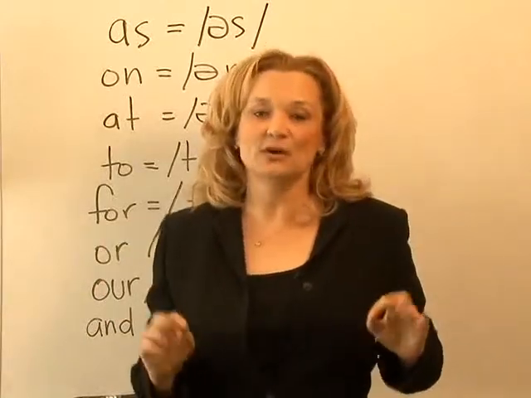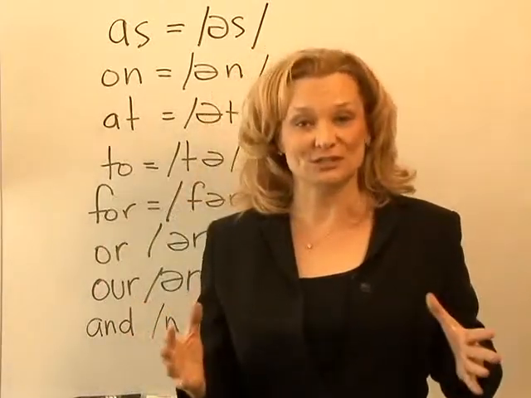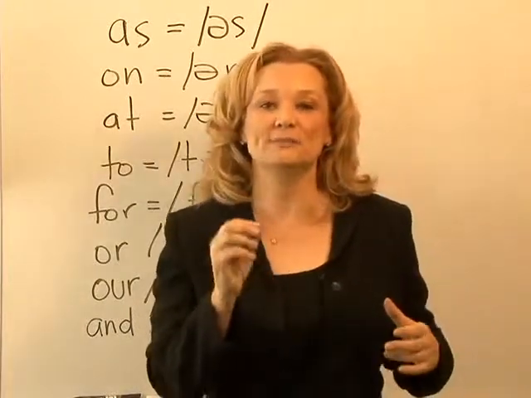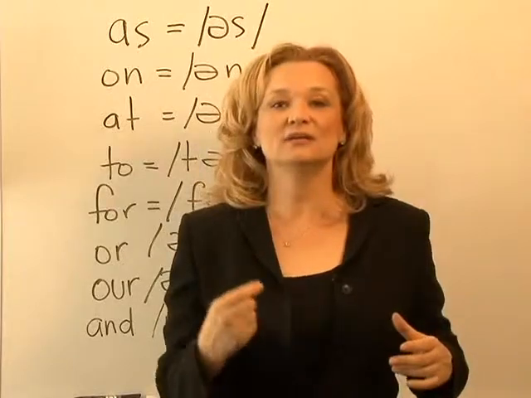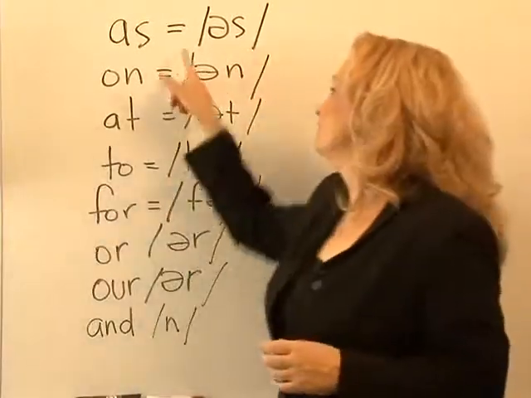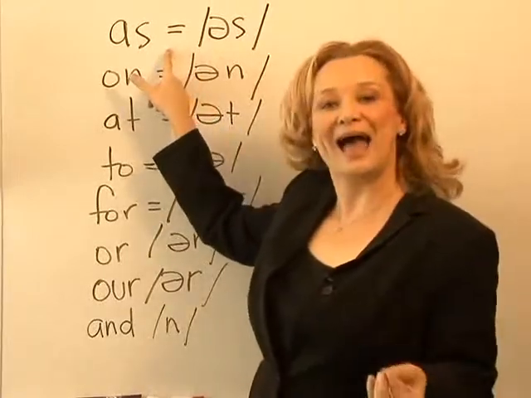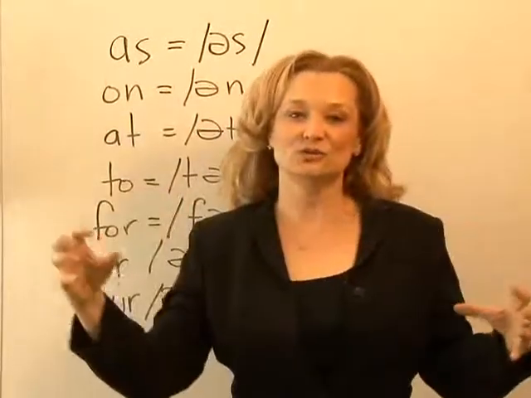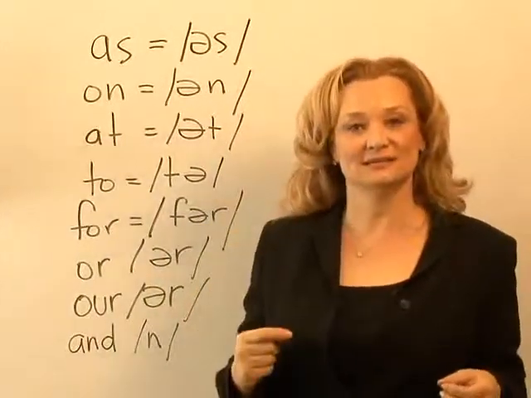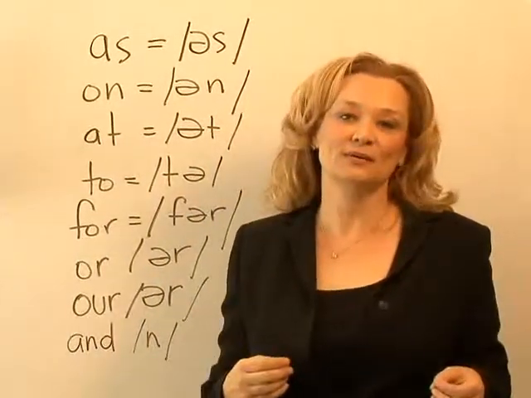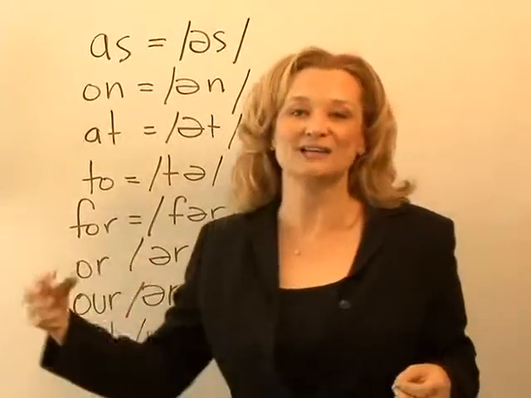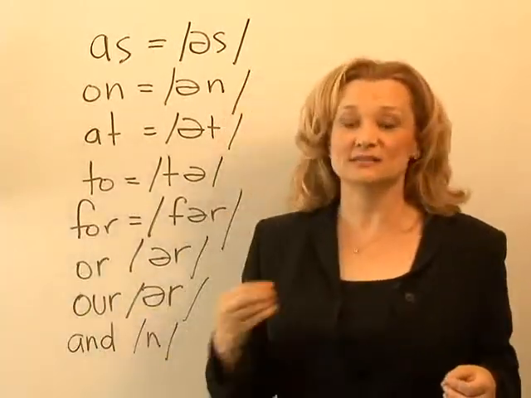Here's what happens when we reduce prepositions. The vowel in the preposition generally becomes the neutral sound. Let's take a look. For example, the word as, when we say it naturally and when it's in the middle of the sentence, becomes as. For example, as long as you want. We don't say as long as you want. We say as long as you want.